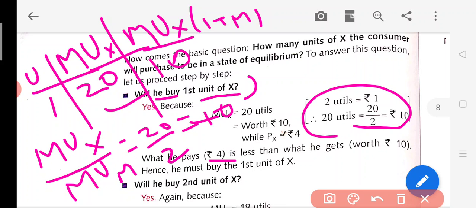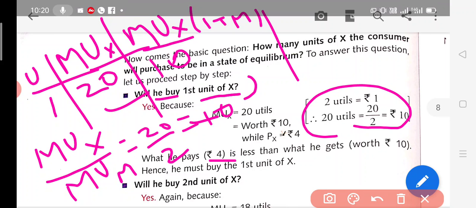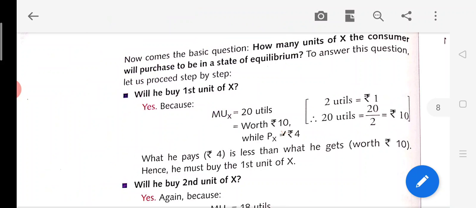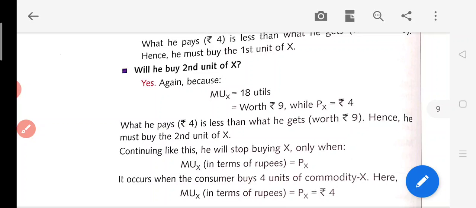So the next column which we will make over here is definitely going to be the PX column. PX, the price which you are paying over here. The price you are paying here is definitely 4 rupees. Similarly, we have seen that by consuming more and more units, the marginal utility was reducing, and every time we were dividing it by MUM. So here, whether he is going to buy this second unit or not.